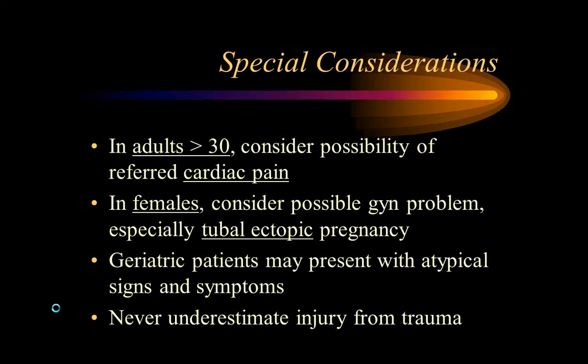Other things to take into consideration: anyone over 30, consider cardiac. Females, possibly any of the GYN causes. Abdominal, lower abdomen, pregnant age, they have an ectopic until proven otherwise. Geriatrics, anything can go with the geriatrics, just from what we talked about before.